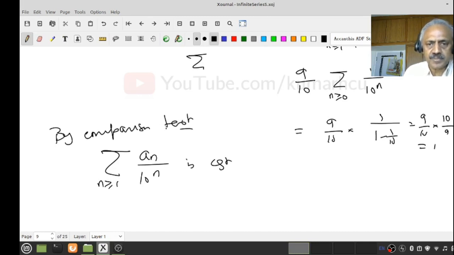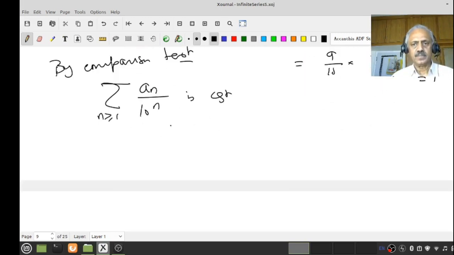These are all non-negative terms, so I know the series is convergent. Therefore, the sum of the series is a real number. I claim the real number is x. That is, x is this.